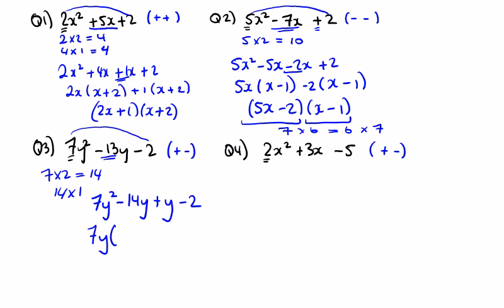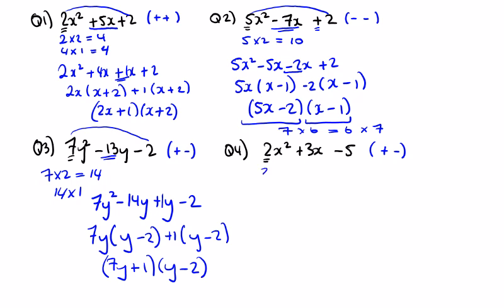Factorize the first two. 7y by y minus 2. What's in that second bracket? Y minus 2. What number is here? Plus 1. So 7y plus 1, both multiplied by y minus 2.